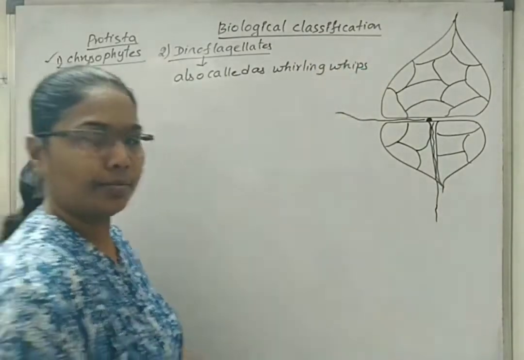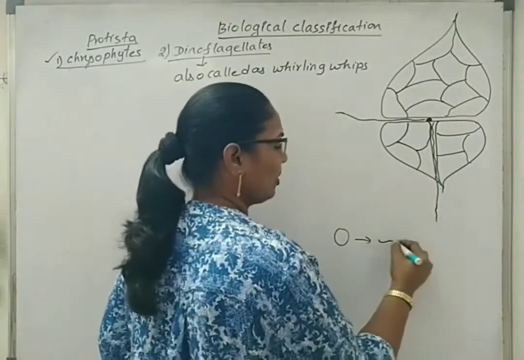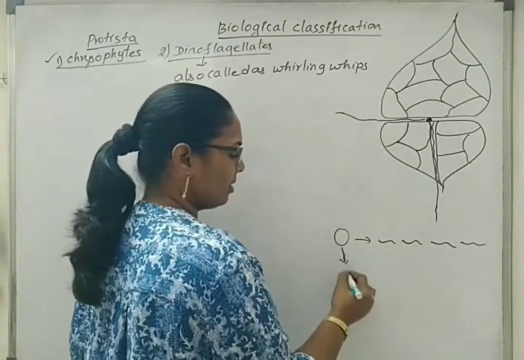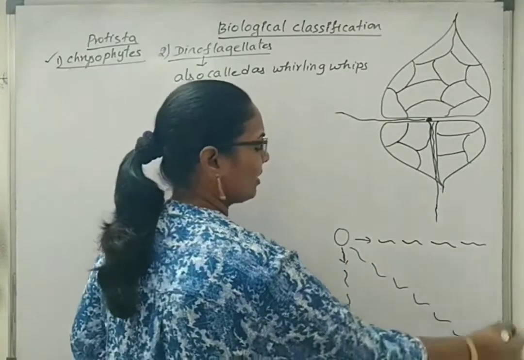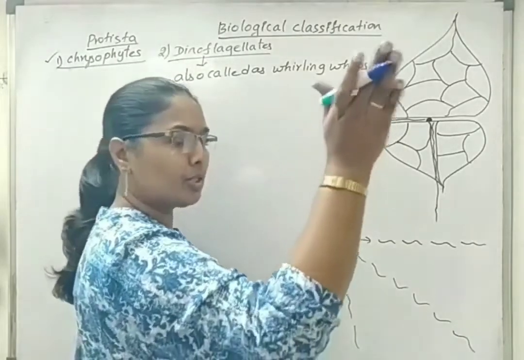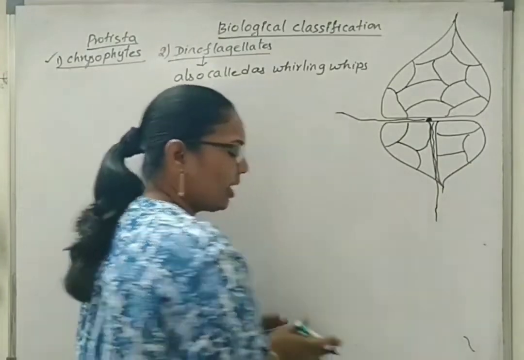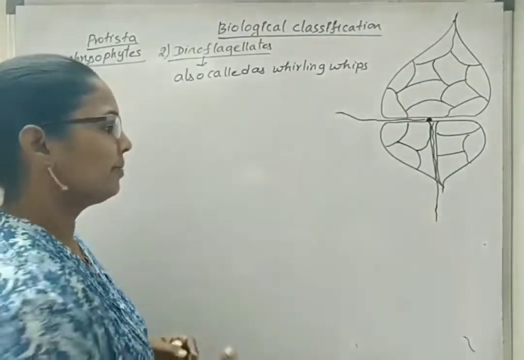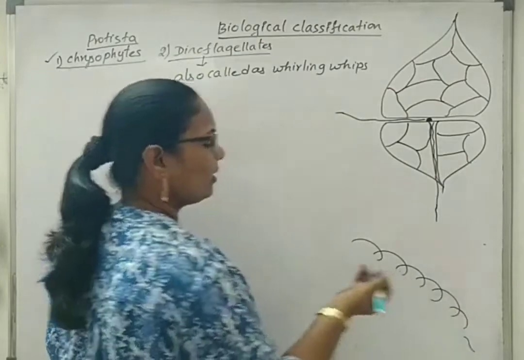Why are they called whirling whips? Basically, an organism may move in a horizontal direction or in a vertical direction. But dinoflagellates move in a cross manner. They cannot move straight or horizontally, but they move in a slope direction. So these are considered whirling whips. They rotate like whirling, moving in a round way. They twirl around themselves and then move.